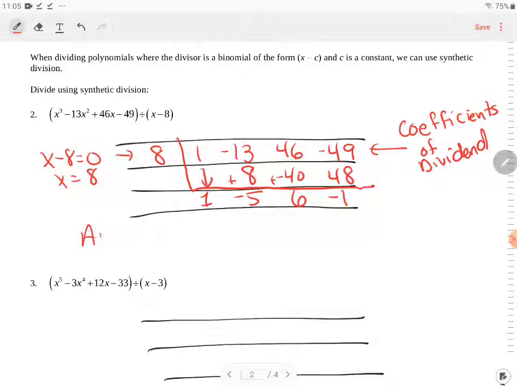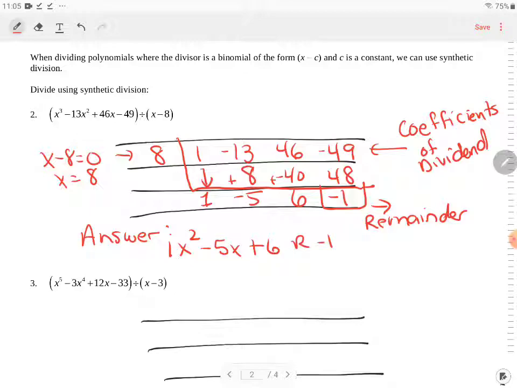So your answer is, first box that negative 1. This is always the remainder. So your answer is 1x squared. Now notice you have x cubed divided by x, so that will drop the exponent by 1 every time. So we have 1x squared minus 5x plus 6, remainder negative 1. And so the best way to write your answer mathematically is x squared minus 5x plus 6 minus 1 divided by x minus 8.